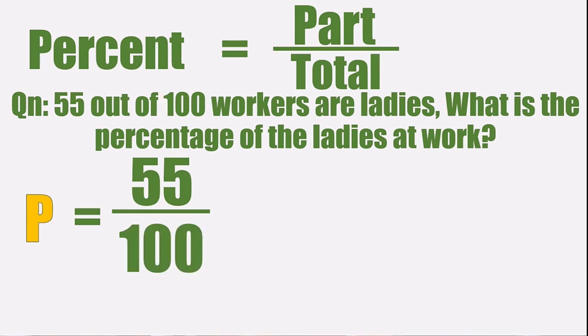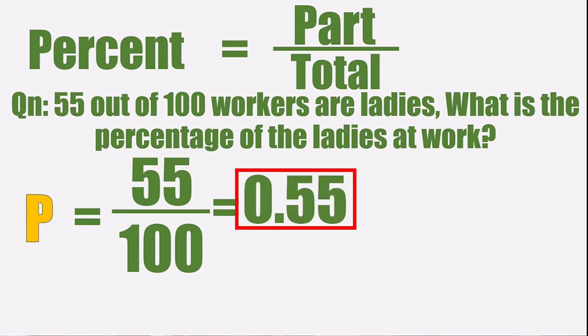Now from here, I'm going to use my calculator and divide it immediately. And when I do that, I'm going to get P equals 0.55.